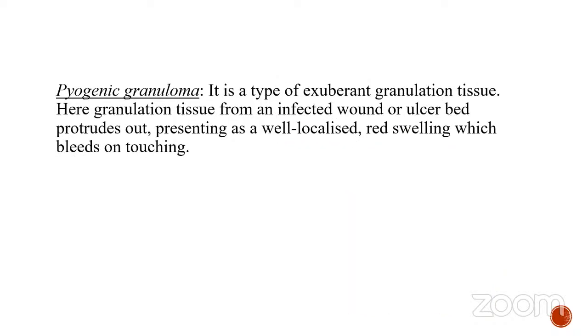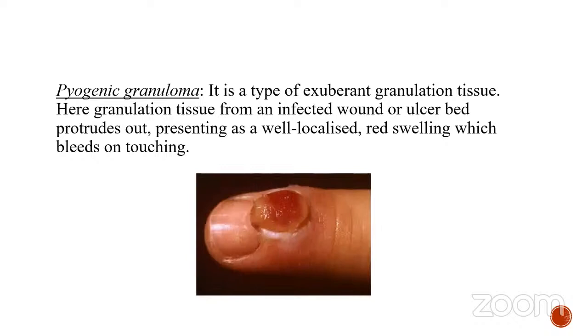The next is pyogenic granuloma. This is also one of the unhealthy granulation tissues. What happens here is that granulation tissue from an infected wound or ulcer bed protrudes out, presenting as a well-localized red swelling which bleeds on touching. This is an image of pyogenic granuloma.